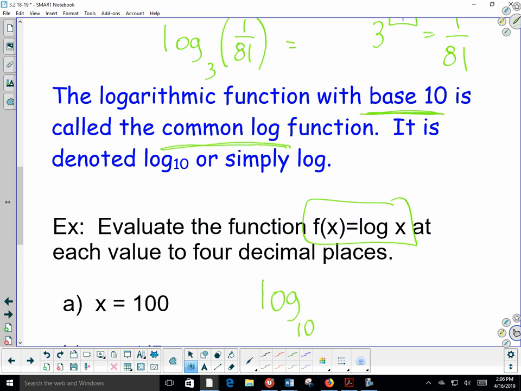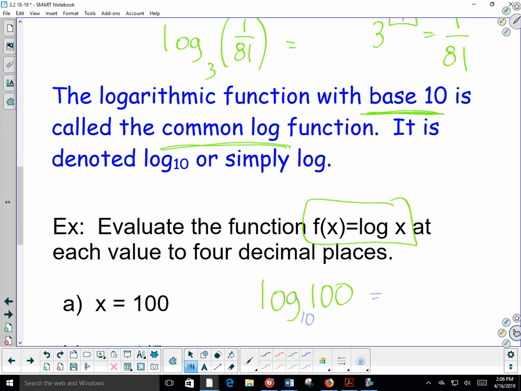So log, whoopsie. If this is saying log 100, I'm plugging in 100 for x. Remember, that's the same as saying log to the base 10 of 100. If you don't see the base, it's understood to be a 10. Agreed? So what number would be log to the base 10 of 100, Kelly?